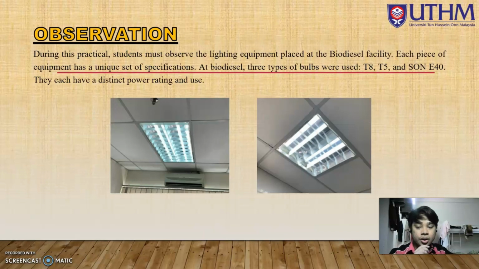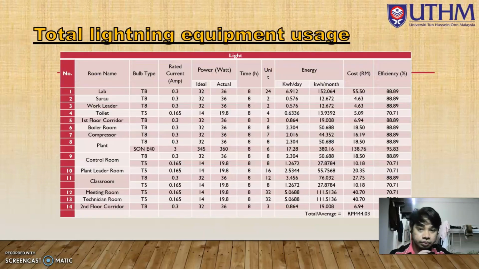For the observation, during the practical, students must observe the lighting equipment placed at the biodiesel facility. Each piece of equipment has a unique set of specifications. At biodiesel, 3 types of bulb were used: T8, T5, and Sun E40. They each have a distinct power rating and use.